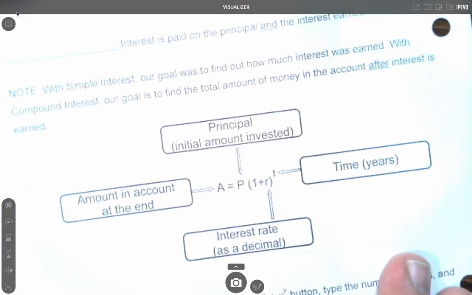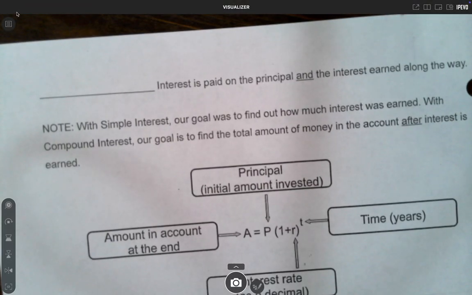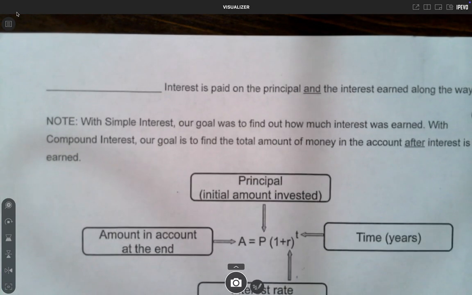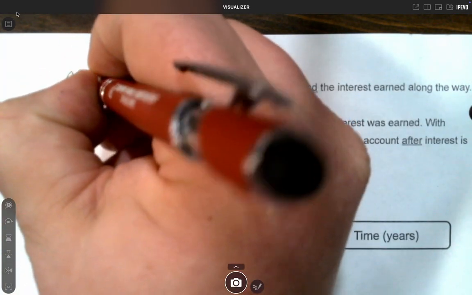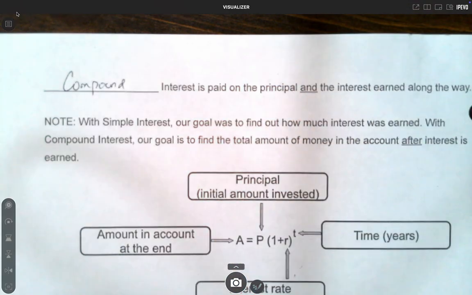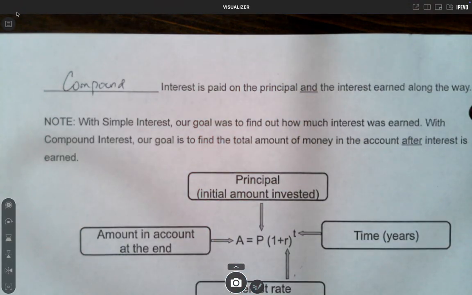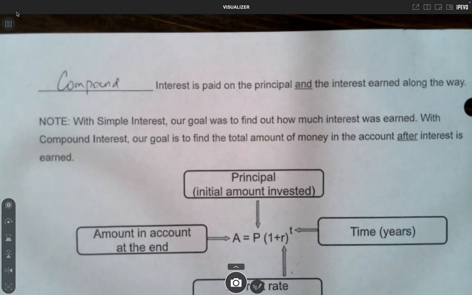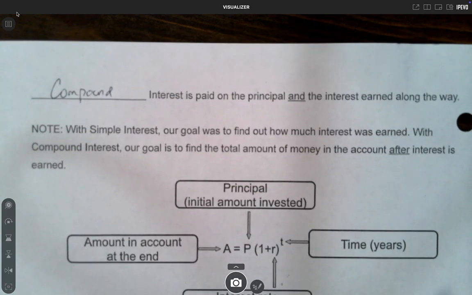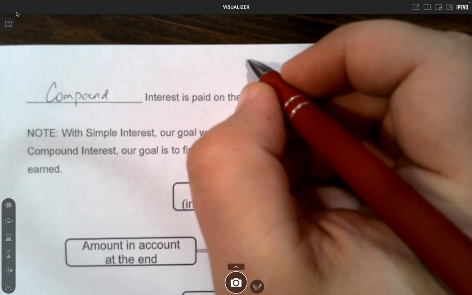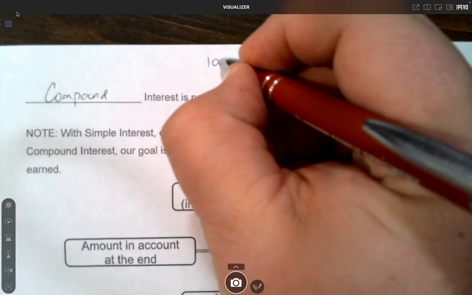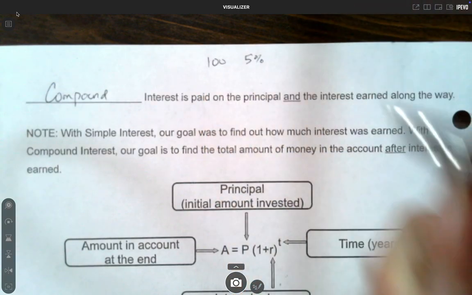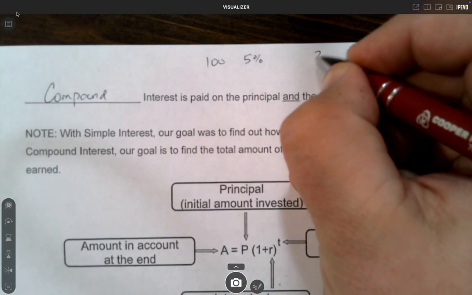Okay, that's simple interest. Compound interest works a little bit differently. Compound interest is paid on the principal and the interest earned along the way. So here's what that means. Just to illustrate, let's say you put $100 in the bank and you had 5% interest and you did it for 2 years.